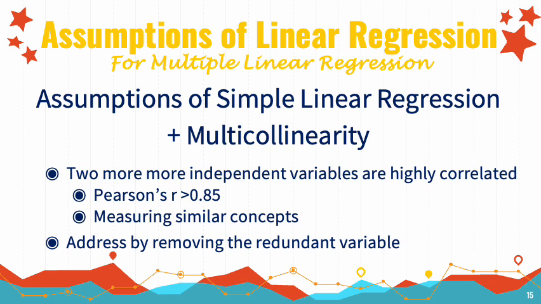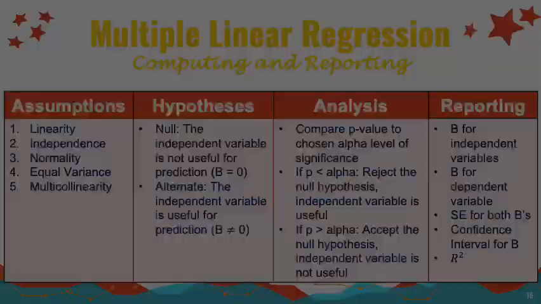To test for multicollinearity, you would calculate a Pearson's R for each set of two independent variables. A Pearson's R greater than 0.85 means multicollinearity exists. To handle this, you should remove the redundant variable. There are other methods to address multicollinearity, but they are beyond the scope of this course.